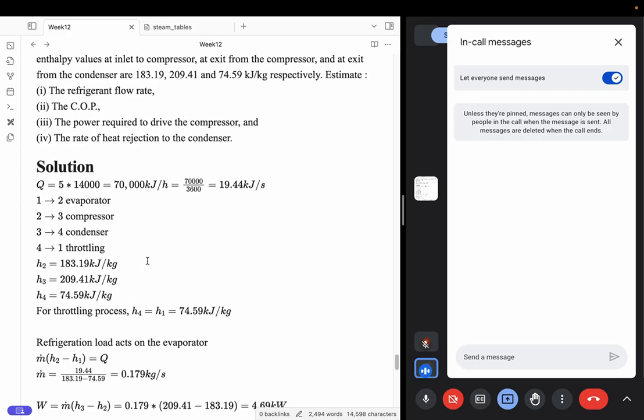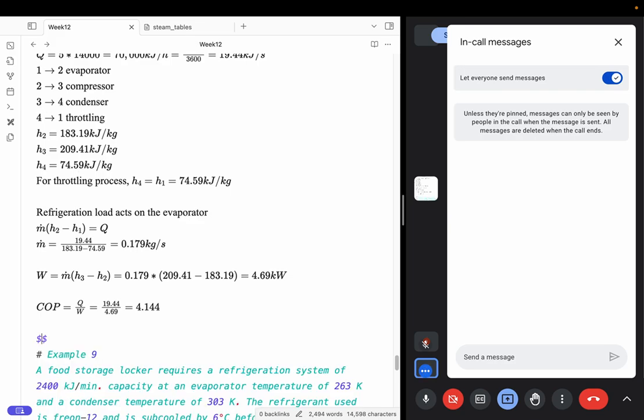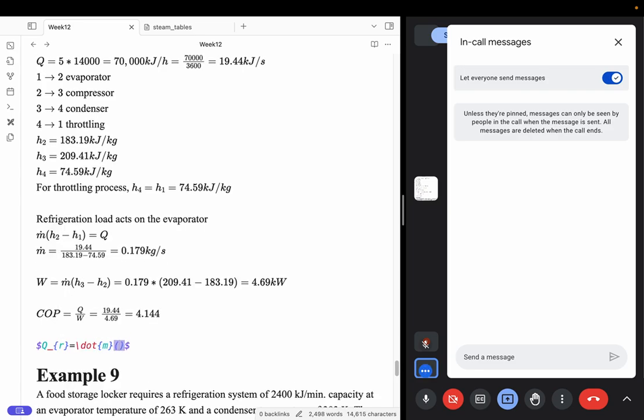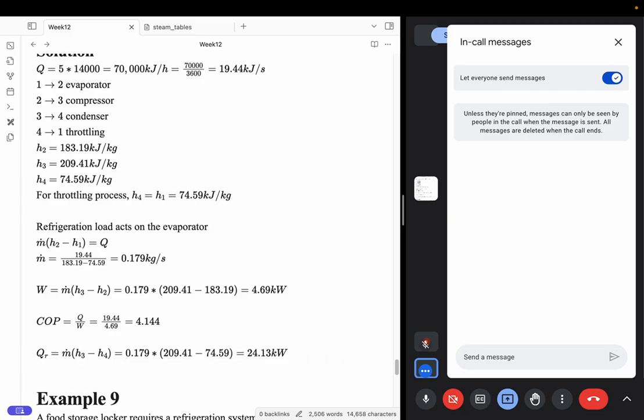So the next one is the rate of heat rejection to the condenser. The condenser is the process 3 to 4. So Q rejected will be m dot times the condenser heat, which is getting rejected, so enthalpy gets reduced. So it will be inlet minus outlet, H3 minus H4. M dot is 0.179 times H3 is 209.41 minus H4 is 74.59. Around 24.13. So that is it, we have calculated.